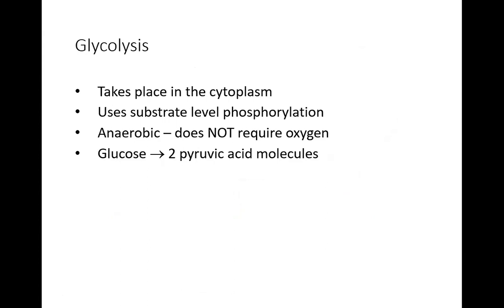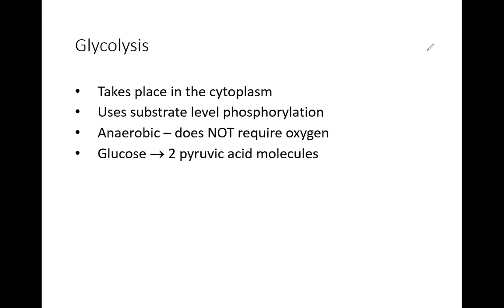Glycolysis takes place in the cytoplasm and uses substrate level phosphorylation. It is anaerobic, which means it does not require oxygen. And the end result of glycolysis is to give you 2 molecules of pyruvic acid. Let me explain why that is important.